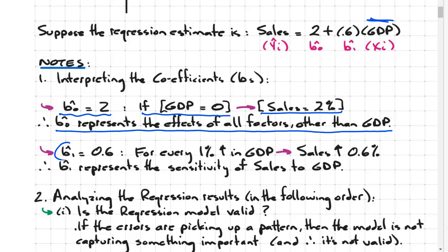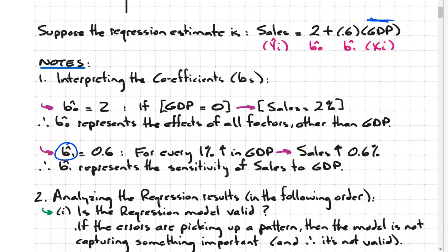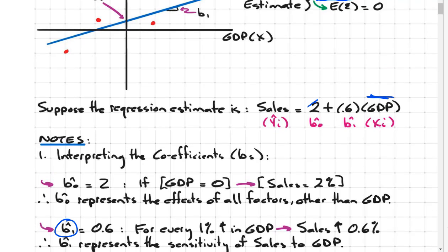Now let's look at the slope coefficient, which is beta 1. It's equal to 0.6. And how do we read that? At this point, I'm just going to put B0 out of the mix so we can concentrate on B1 right there. And here it is.